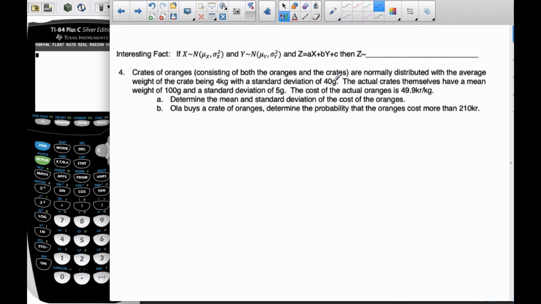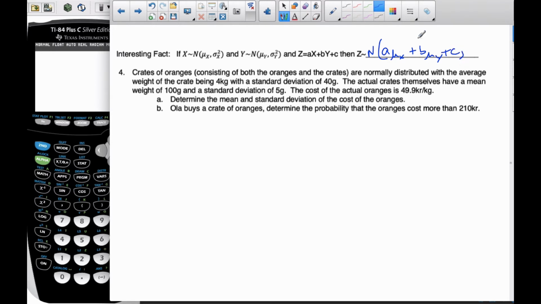We're going to do an example combining normal random variables, since we've already thought about that earlier. Now here's an interesting fact. If X is normal with a mean and its variance, and Y is also normal with its given mean and variance, when I combine them together, Z is also going to be normal. The mean, though, is going to be a times mu of X plus b times mu of Y. I add them, plus c.